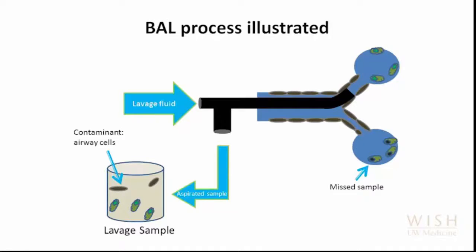The concept of BAL is straightforward. It relies on administering aliquots of sterile, non-bacteriostatic saline toward a targeted area of lung. This allows the instilled saline to mix with the alveolar content. The sample fluid is then collected by suction aspiration through the bronchoscope and sent for analysis.